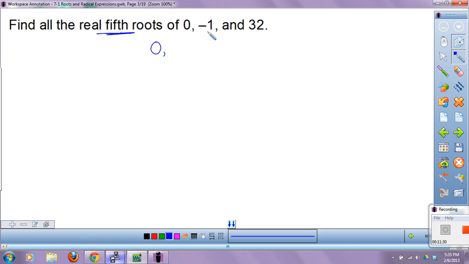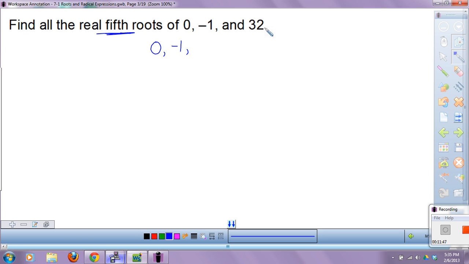-1 is another one that shouldn't be too tricky. The only integer you can multiply to get 1 is 1. 1 times 1 times 1 times 1 times 1 is 1. So in this case, to get -1, it must be -1 times itself 5 times.